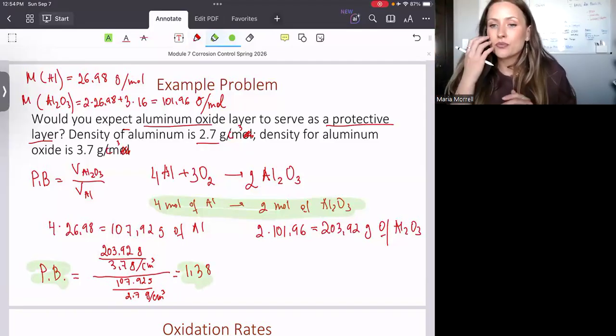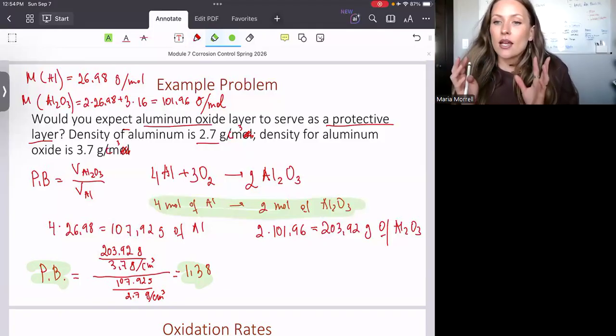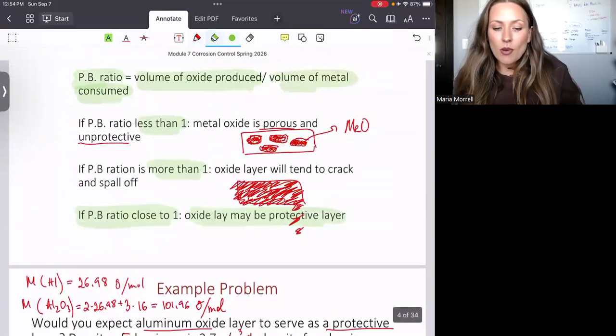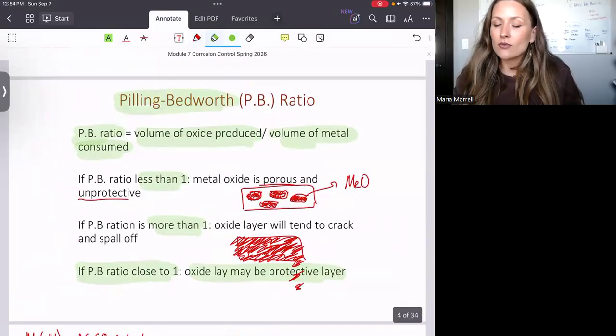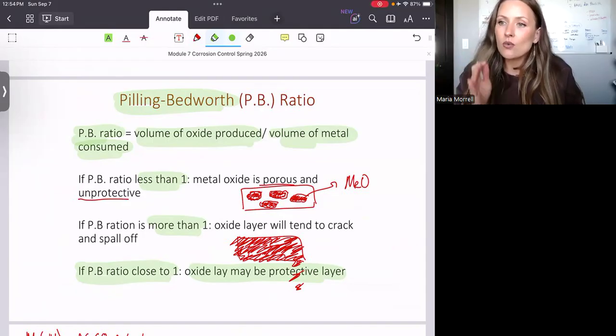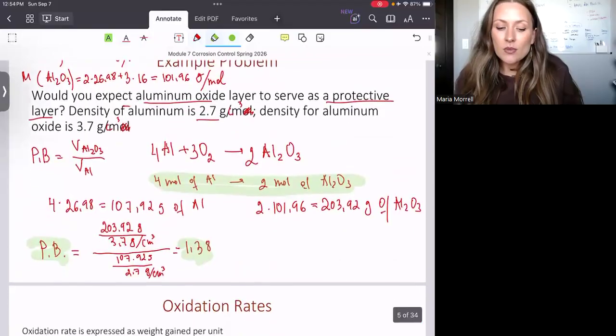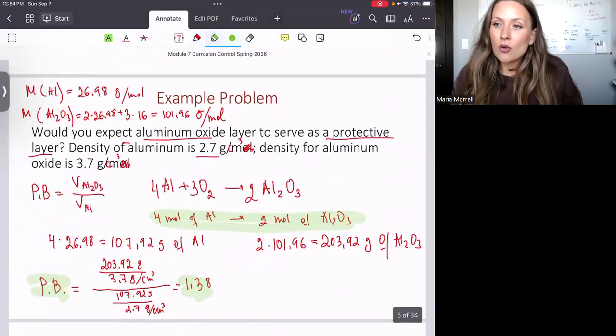Now the question is, would you expect an aluminum oxide layer to serve as a protective layer? Let's go back to what we're given. We're given the number 1 as the reference point that we should judge by. Clearly, the closer it is to 1, the higher the chance for the oxide layer to serve as a protective layer. And in this particular scenario, the aluminum oxide layer is a coherent layer.